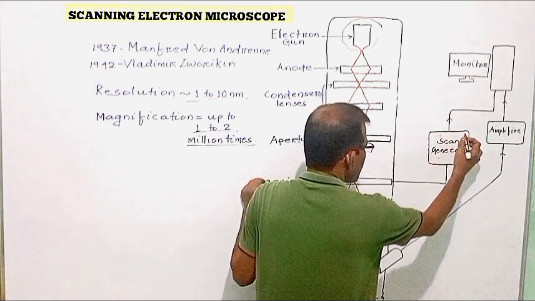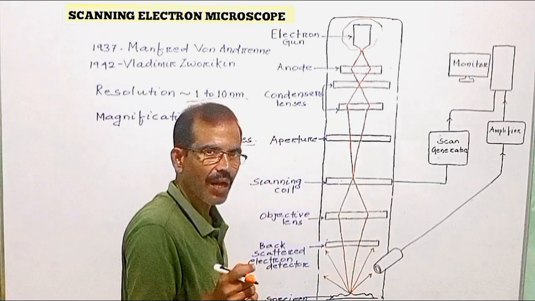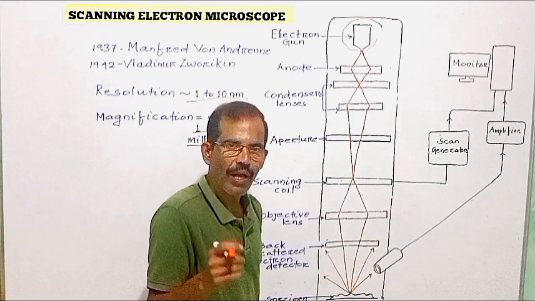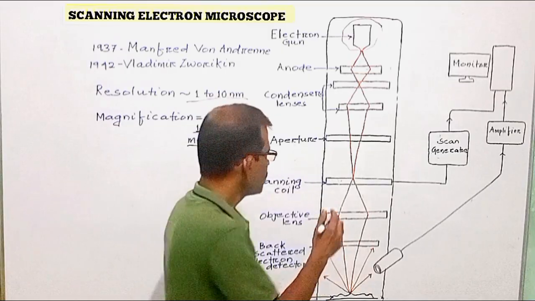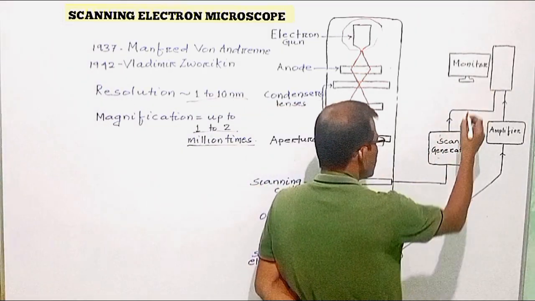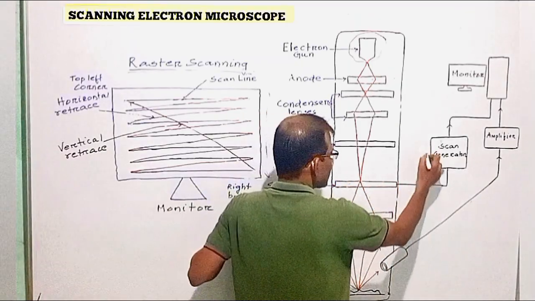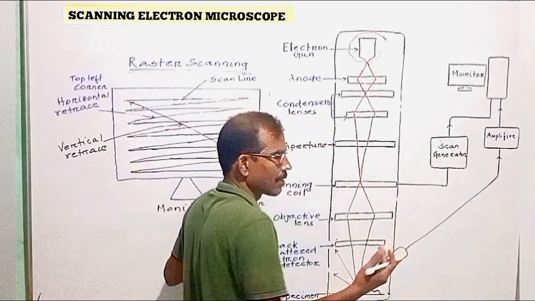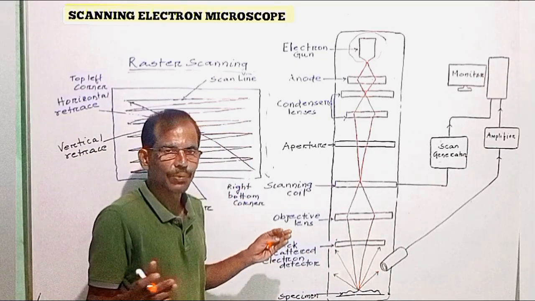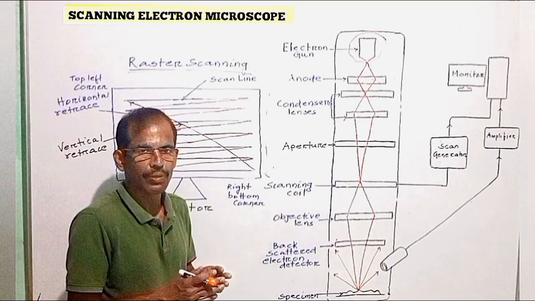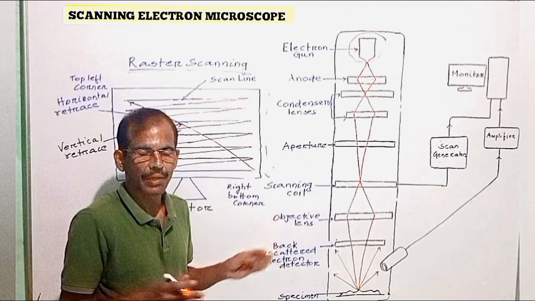The function of the scan generator is to continuously track the x and y coordinates of the electron beam and send this positional data to the system. The scanning coil and the generator work together to ensure that the exact position of the electron beam corresponds to the specific pixel on the viewing screen.